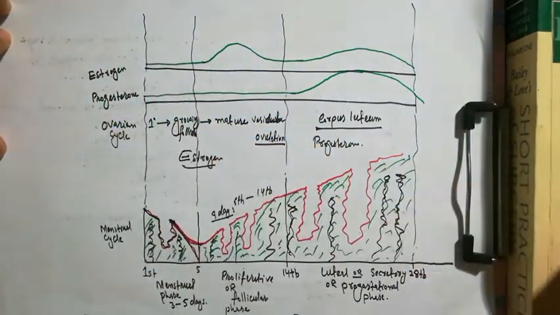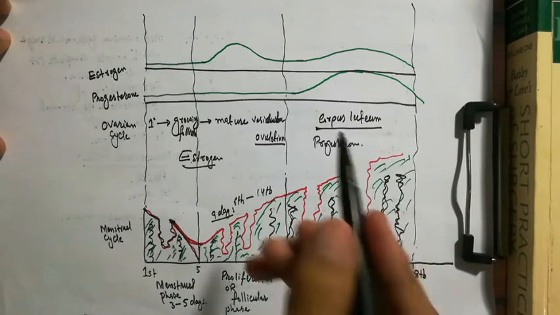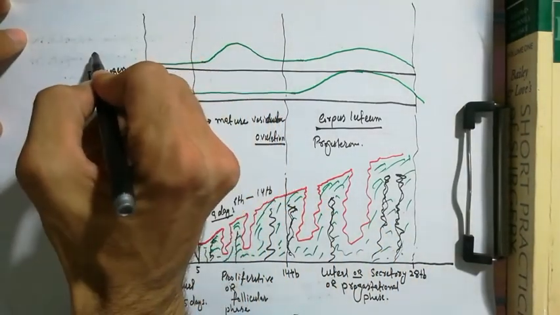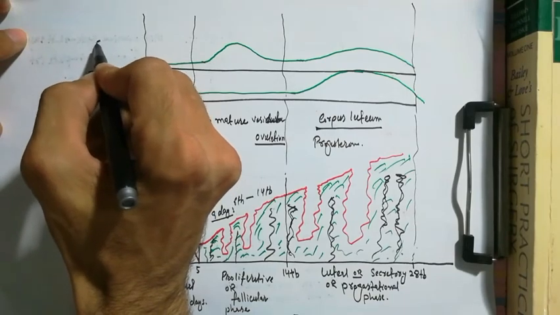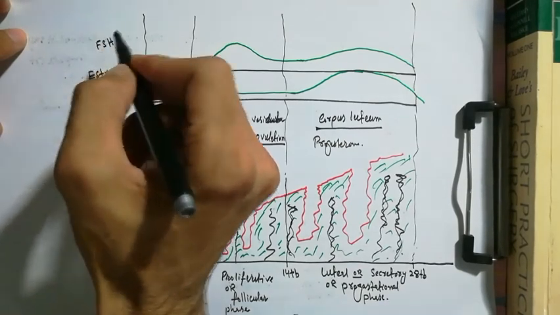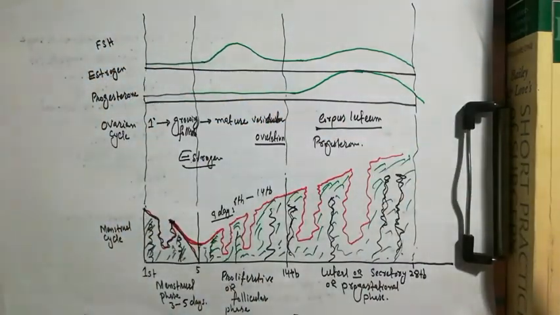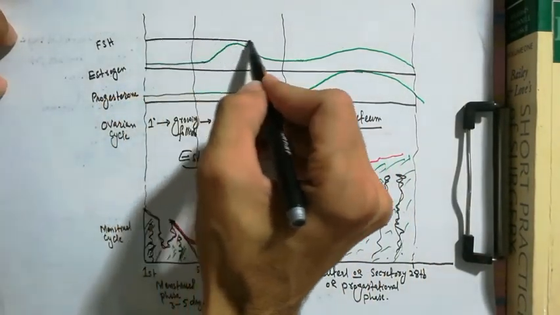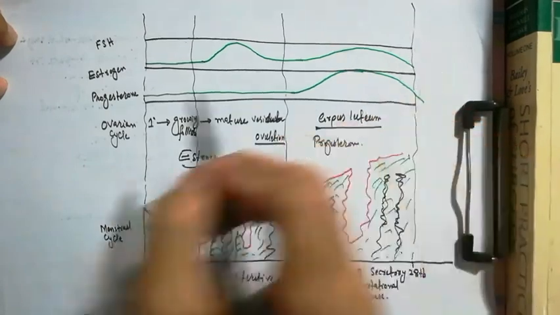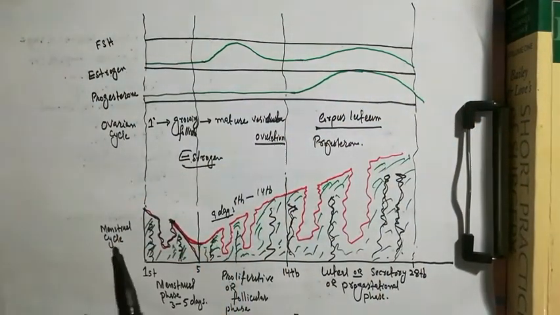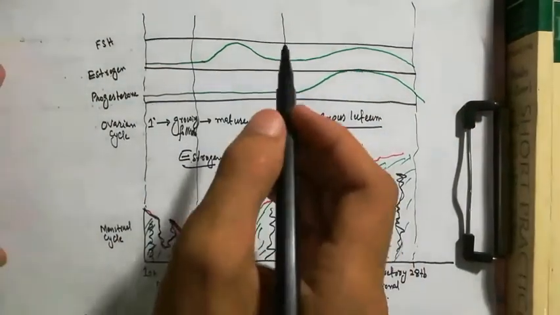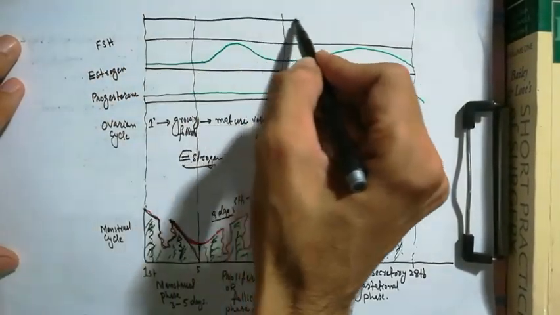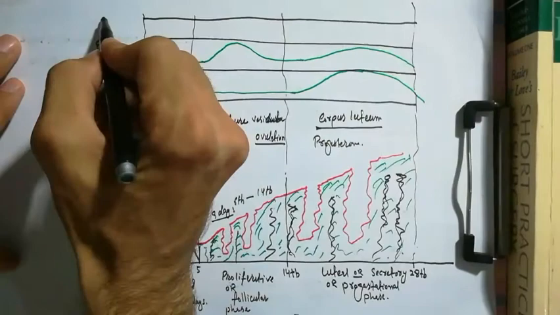and then follicle stimulating hormone. This is the baseline for follicle stimulating hormone, and this is the baseline for luteinizing hormone.